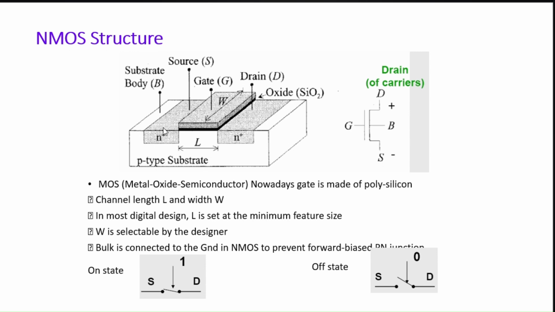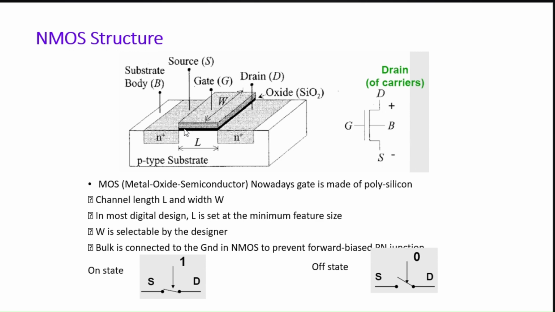Now let us zoom into the NMOS structure specifically. NMOS stands for N-type metal oxide semiconductor. As you can see in the diagram, the NMOS sits on a P-type substrate right here. The source and the drain regions are heavily doped N-plus regions embedded in this P-type body. The gate sits on top, separated by the silicon dioxide right here. A few key design parameters here are the channel length and the channel width.